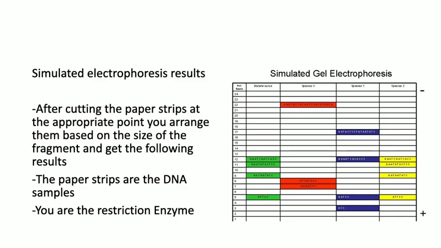However, for this lab, you will do a simulated gel electrophoresis. After cutting strips of paper at an appropriate point, you arrange them based on the size of the fragment to get the following result. The paper strips are the DNA sample, and you represent the restriction enzyme cutting the DNA at a specific sequence. Here you can see that species Z and Botanicurus have the exact same bands, showing, amongst other evidence, that species Z is the closest related to Botanicurus.